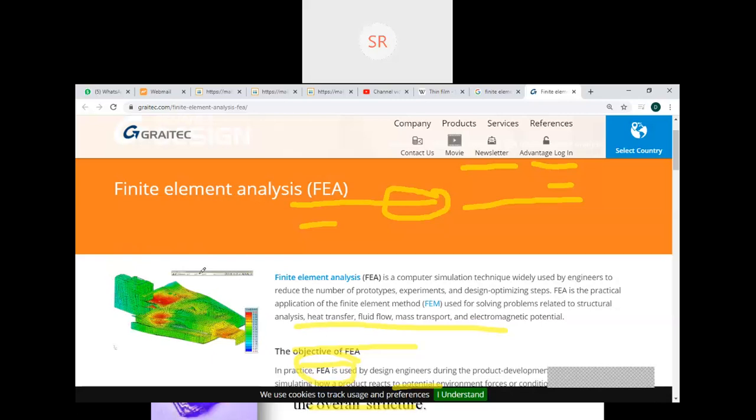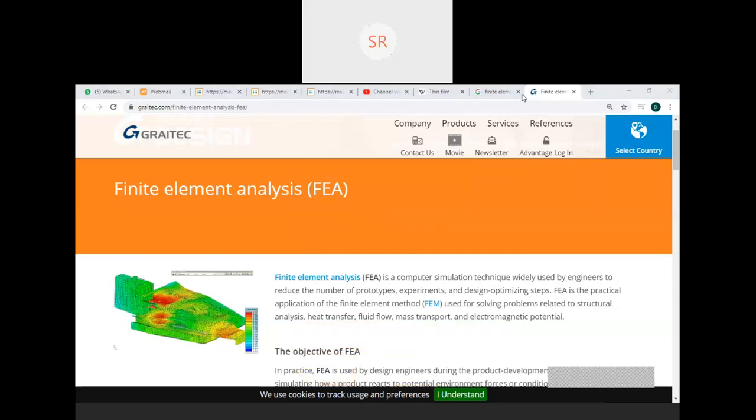This total result will be in this form, in the sense that the blue area is safe and the red area is danger. That means after a long time of use, this particular area may break. So this is the finite element analysis.